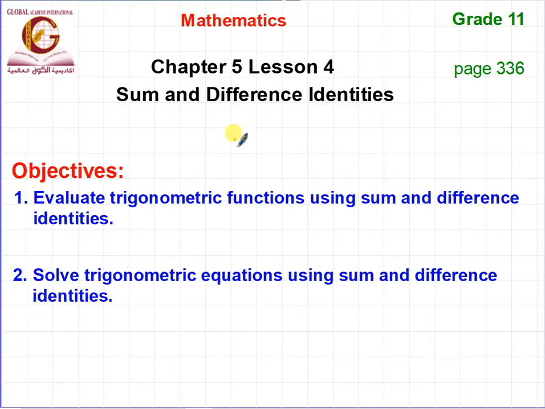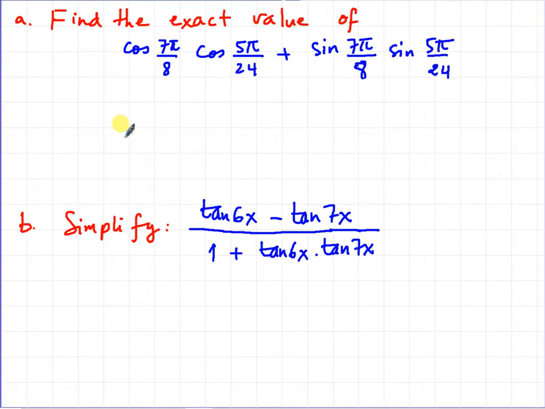Welcome again to a new video, number 3, and this is the last video for chapter 5 lesson 4, sum and difference identities. So in the previous two videos we learned how to evaluate and simplify trigonometric functions using sum and difference identities. In this video we'll learn how to solve trigonometric equations using sum and difference identities. But before we get into this lesson, we have some practice exercises I told you to do in the last video.